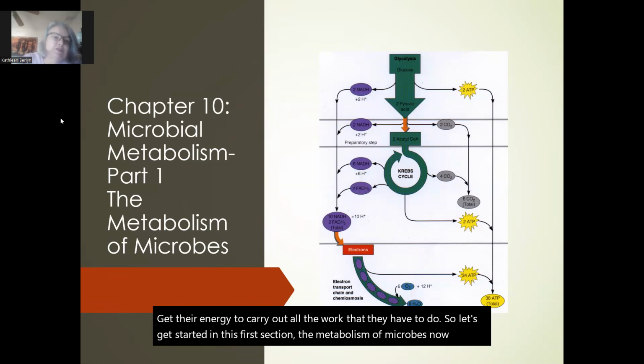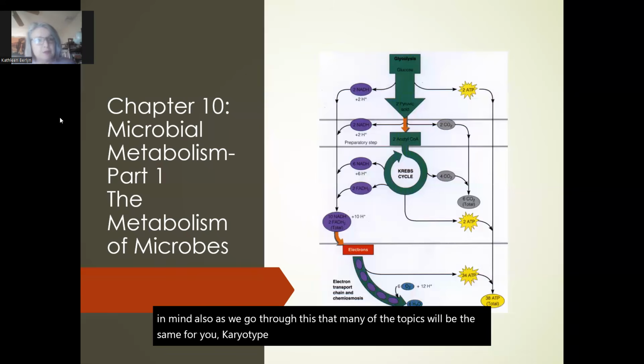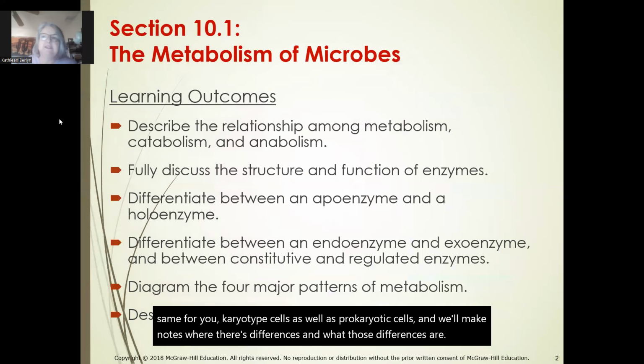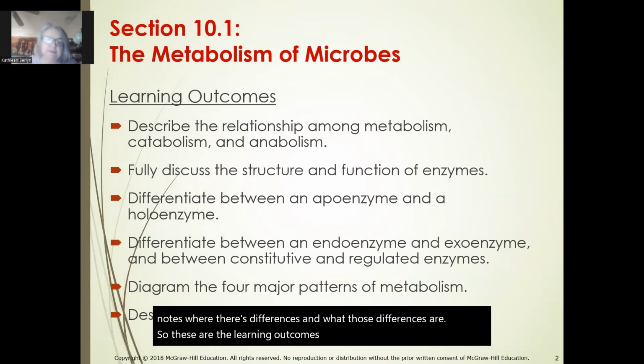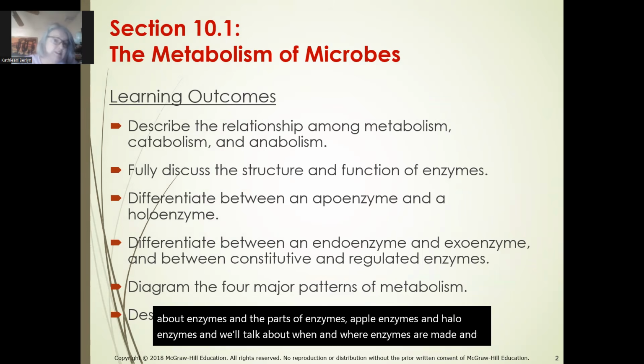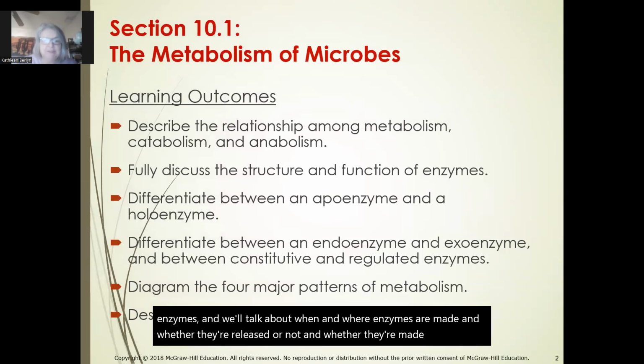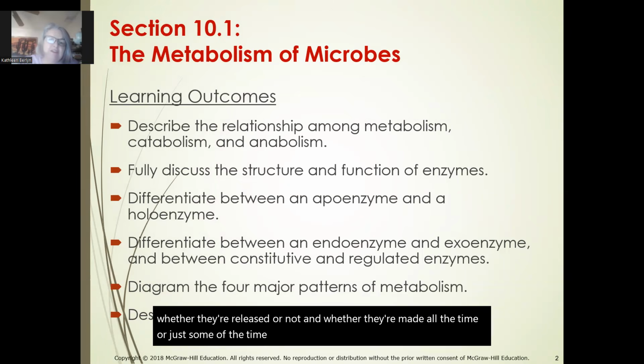Now, keep in mind also as we go through this that many of the topics will be the same for eukaryotic cells as well as prokaryotic cells, and we'll make notes where there's differences and what those differences are. So these are the learning outcomes for this particular section. We're going to understand metabolism, catabolism, and anabolism. We'll talk about enzymes and the parts of enzymes, apoenzymes and holoenzymes, and we'll talk about when and where enzymes are made and whether they're released or not, and whether they're made all the time or just some of the time, different patterns of metabolism, and how enzymes are controlled.